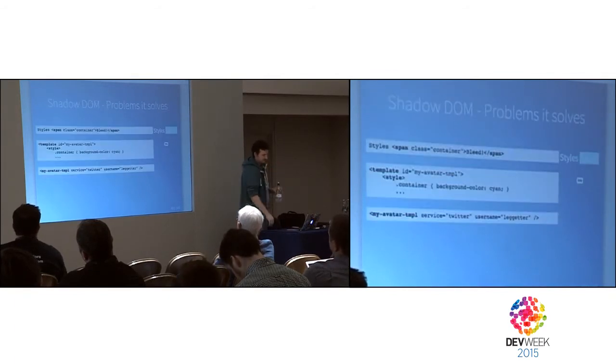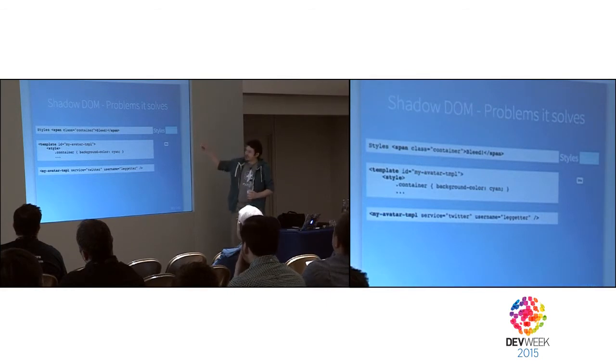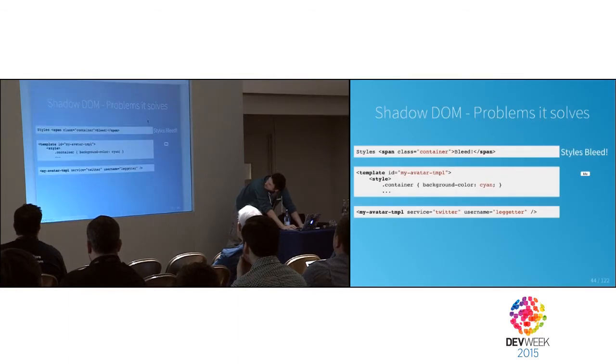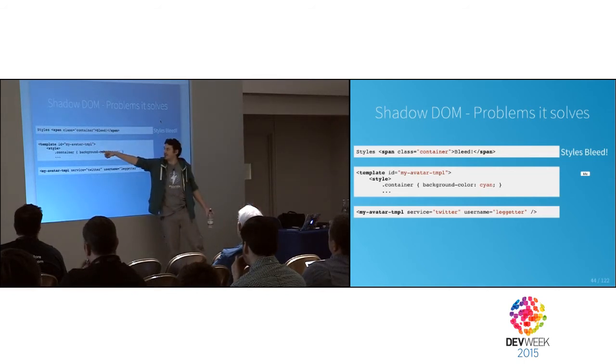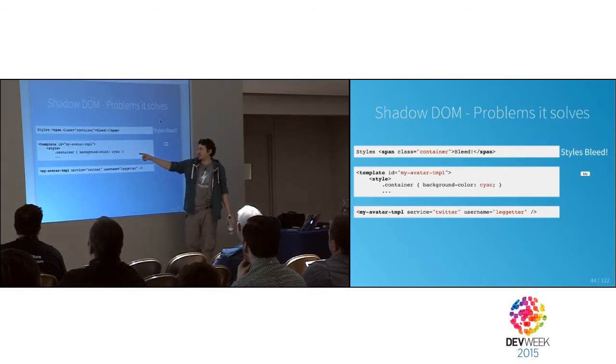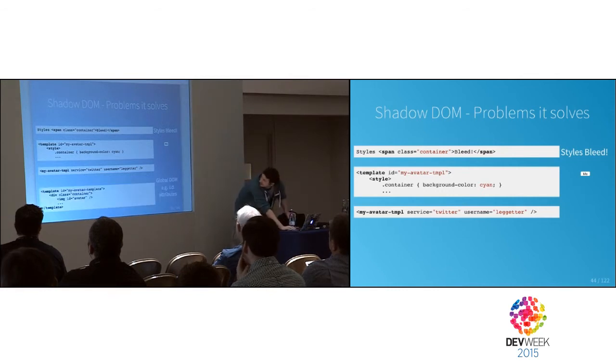So it's worthwhile talking about the problems that it solves. It's already bled, so what I'm going to do is refresh that. Okay. So this is obviously an HTML presentation. This slide has got a class on it called container. Now in my custom element, I've also got a style attribute which has a container rule that sets the background color to cyan because it's my favorite color. It's not really. And then when I add this to the DOM, so let me just finish that off.